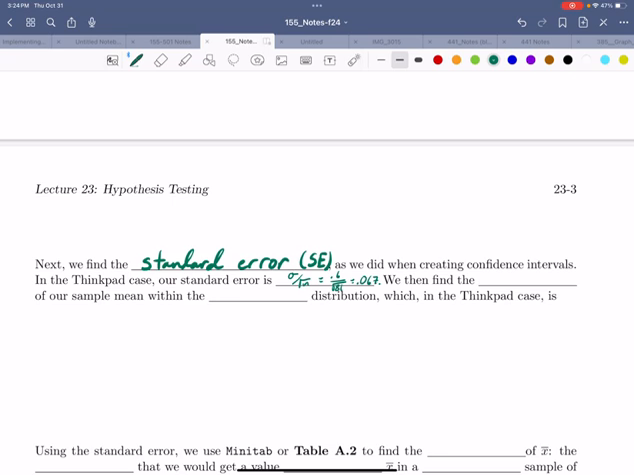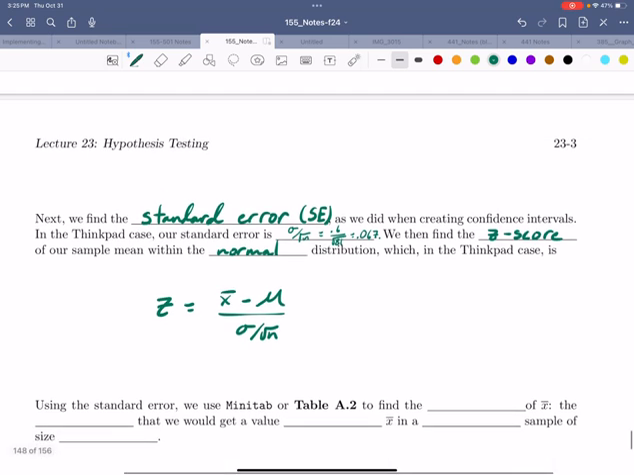We then find the z-score of our sample mean within the normal distribution. Remember, we're talking about z-scores and normal distributions because we are unrealistically assuming that we know what sigma is. When we don't know sigma, that's when we had to talk about critical values and t distributions. But for right now, easy peasy, z-scores, normal. Remember, z equals x bar minus mu all over our standard error, not just standard deviation, standard error.